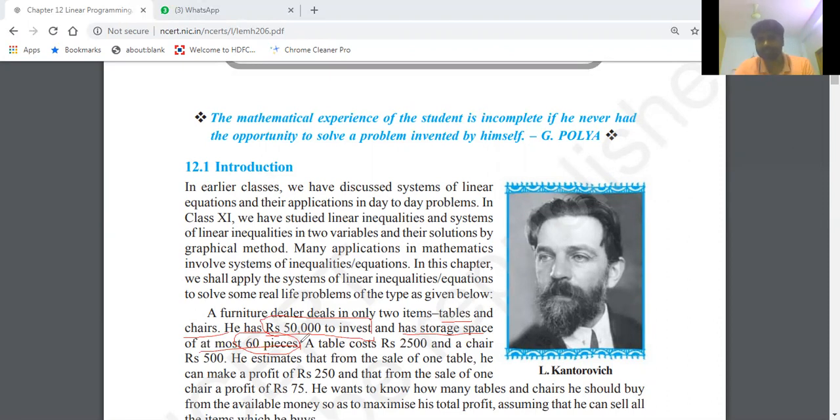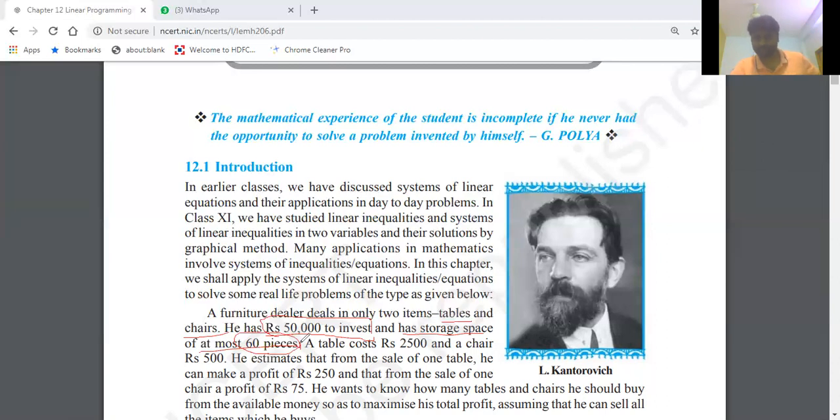What can you understand from this first sentence? He has only 50,000 rupees to purchase something, some number of tables or some number of chairs. So maximum, how many items can he purchase? 60 items only, because he has storage space of only 60 pieces. At most means maximum, at least means minimum, that we have learnt in class 11.